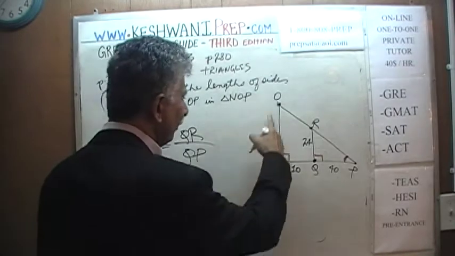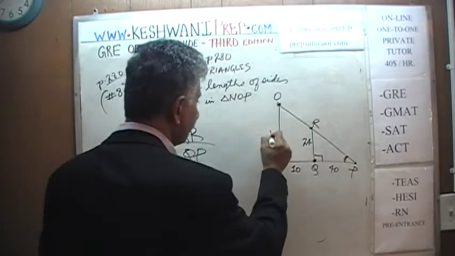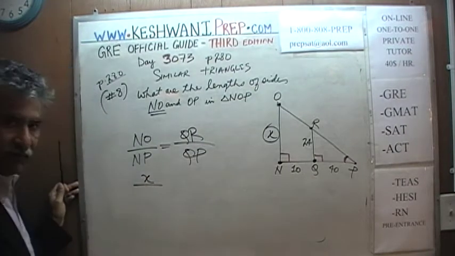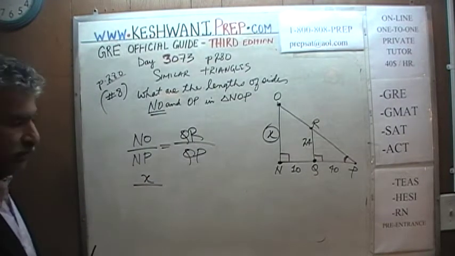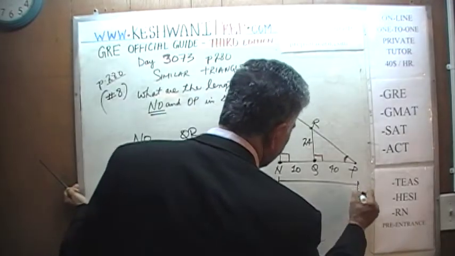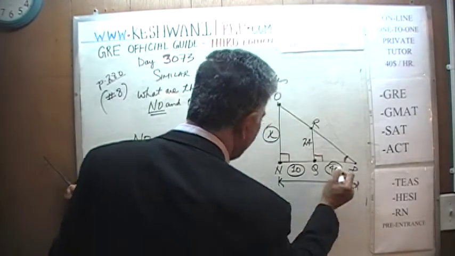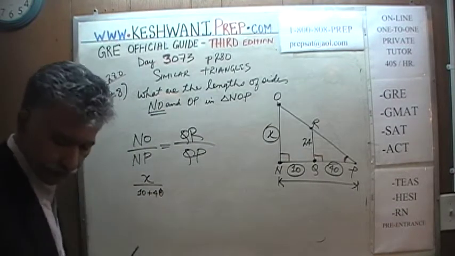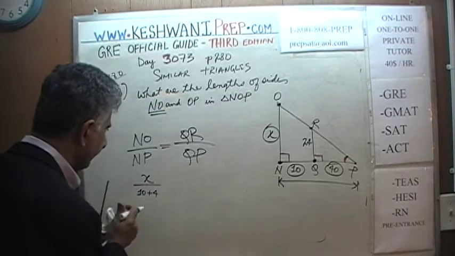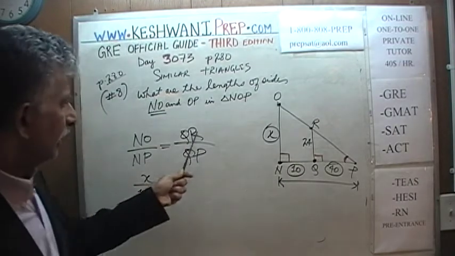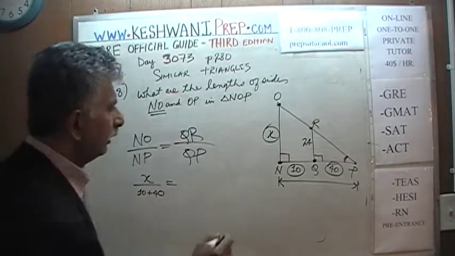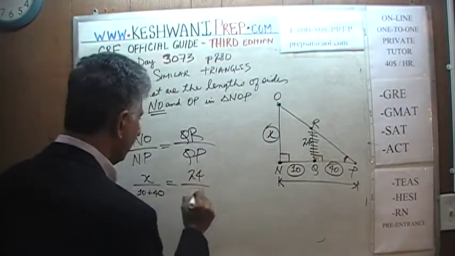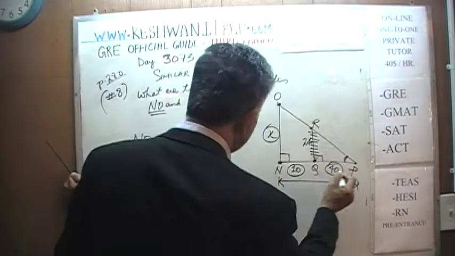So let's call NO, the one that we're trying to find, the unknown quantity, X, because that's what tradition dictates. NP is 10 plus 40. How much is QR? Right here, QR is 24. How much is QP? QP is 40.